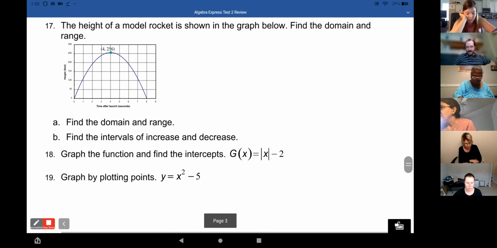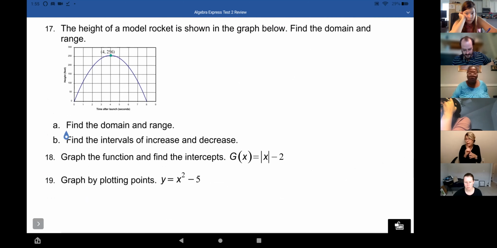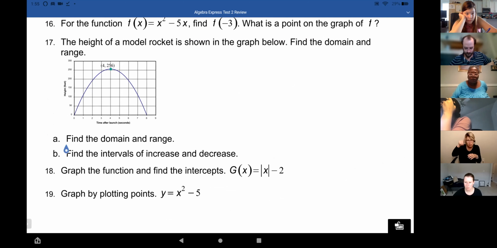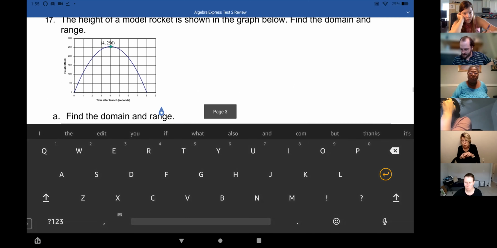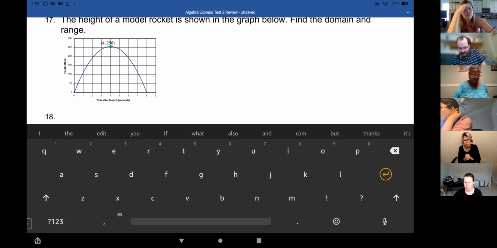And that one, the domain, range, and intervals that increase and decrease. So I think we did a few with domain and range.